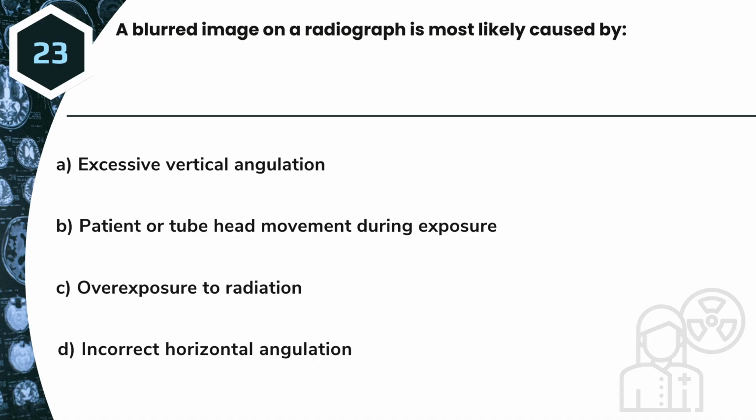Question 23. A blurred image on a radiograph is most likely caused by A. Excessive vertical angulation. B. Patient or tube head movement during exposure. C. Overexposure to radiation. D. Incorrect horizontal angulation.